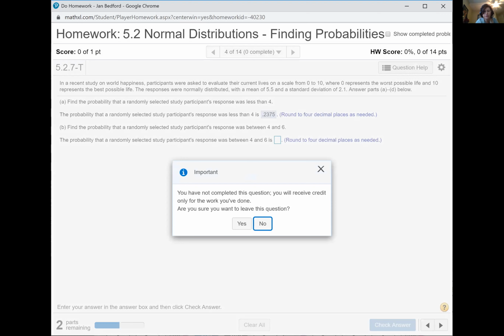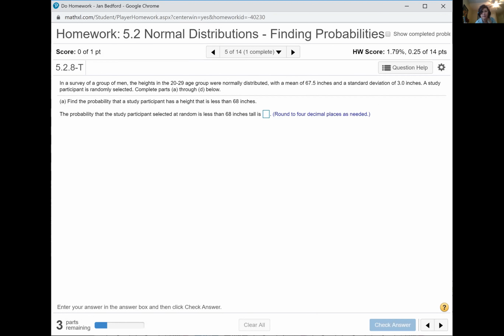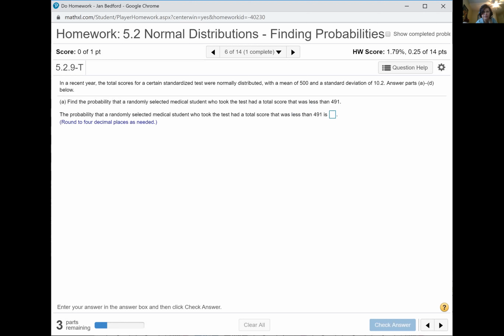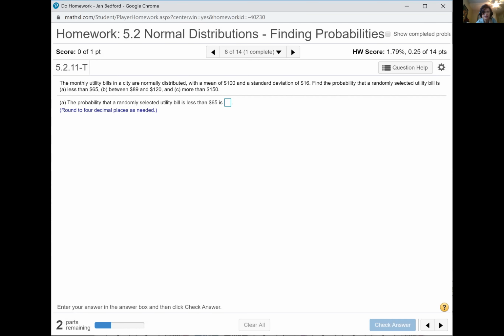Okay, let's just kind of scroll through and see if we see anything else that looks interesting. Let's find one. Okay, these are all less than questions. I was looking for one that might be a more than. Well, the C part on this.